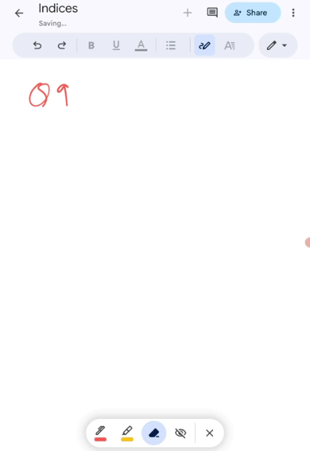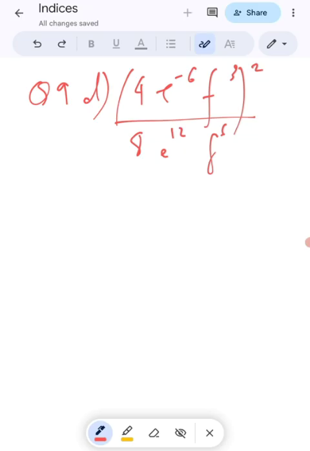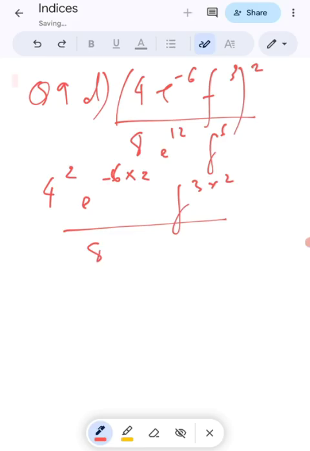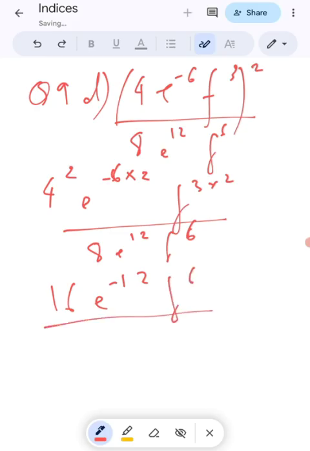Okay. Solving question number 9D now. Let's start with the first part, the bracket one. So 4 squared, e to the power minus 6 is also going to be multiplied with the 2. And f to the power 3 is also going to be multiplied with a 2, upon 8 e to the power 12 and f to the power 6. Now here we have 4 squared is 16, e to the power minus 6 multiplied by 2 is minus 12, right? And f to the power 3 times 2 is 6. Putting the denominator now, 8 e to the power 12 and f to the power 6.